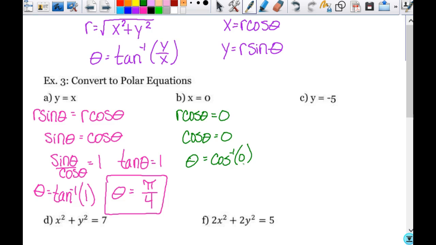What's the cosine inverse of 0? Come on, people. When is cosine 0? When is your x 0? Pi halves, good. Theta is equal to pi halves.